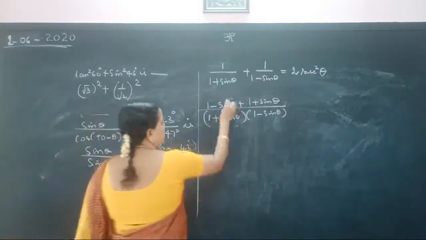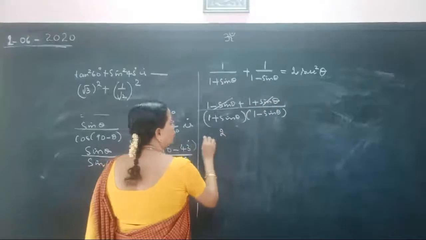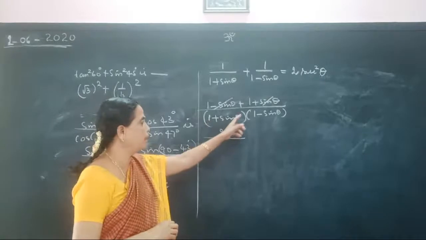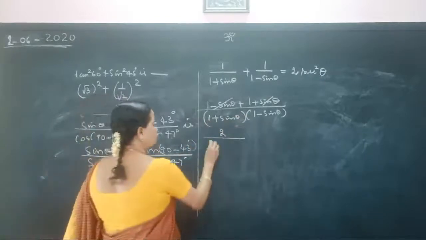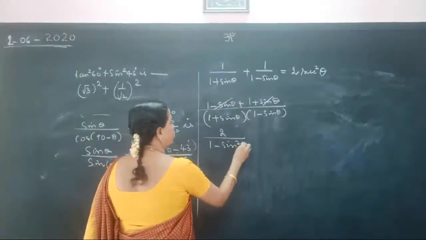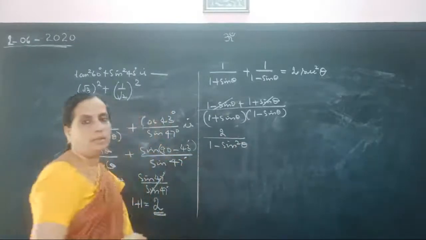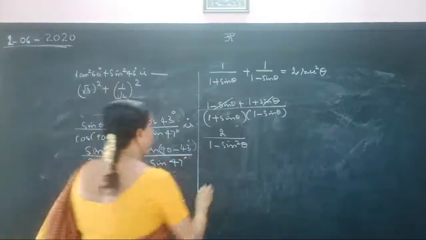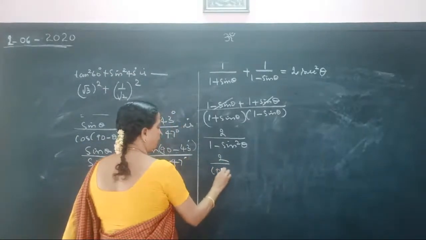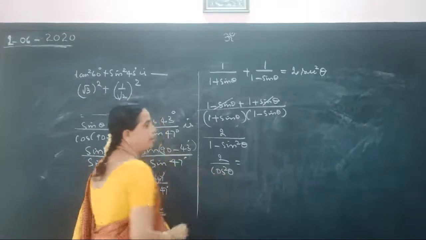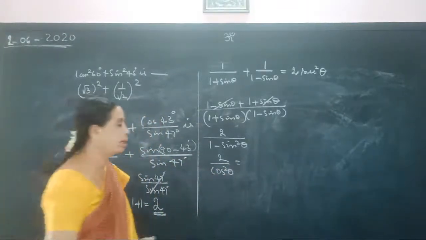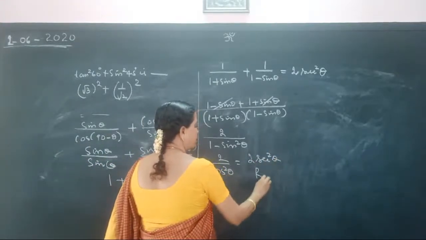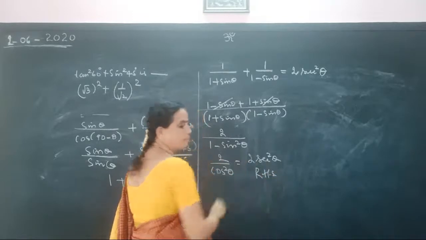So now plus sin theta minus sin theta cancel. 2 upon, see the denominator, it is in the form of (a plus b) into (a minus b). It is 1 minus sin square theta. I hope now it is clear. We write 1 minus sin square theta as cos square theta. So 2 upon cos square theta, and we know 1 upon cos square theta is the reciprocal, secant square theta. So the final answer is 2 secant square theta. This is equal to RHS.